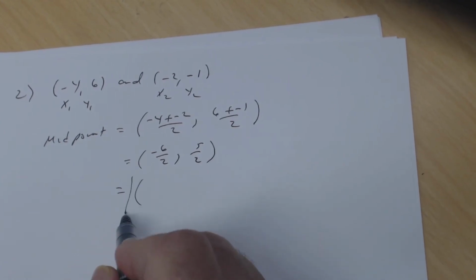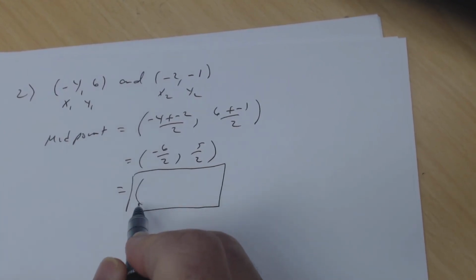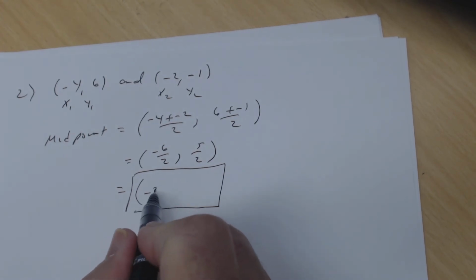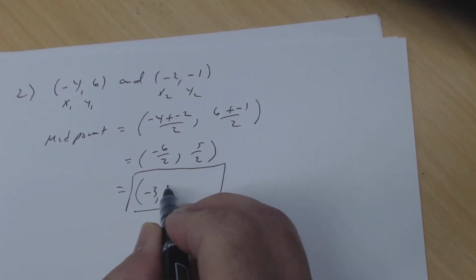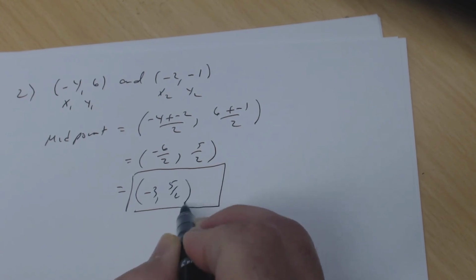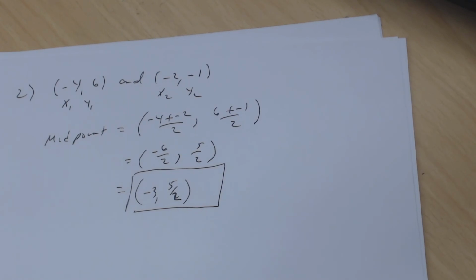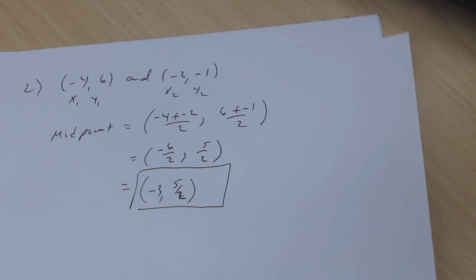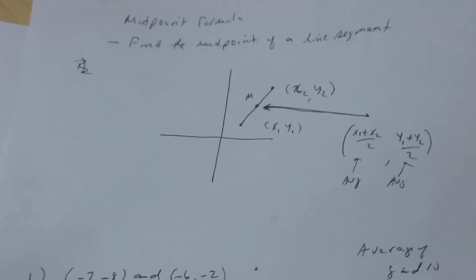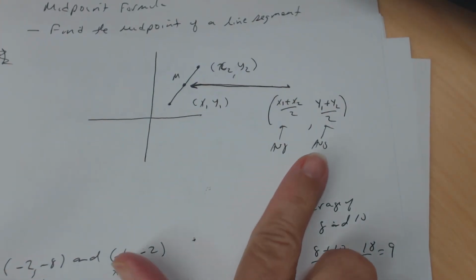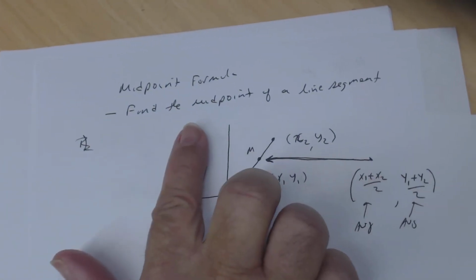And so as my answer, -6 divided by 2 is -3, and then 5 halves is a fraction, so just leave it as 5 halves. Okay, so your answer is parentheses -3, comma, 5 halves. So this is the x-coordinate of your midpoint, and this is the y-coordinate of the midpoint. All right, and that's all the midpoint formula is. Just adding your x's together, divide by 2, add your y's together, and divide by 2, and you're done. All right, so that takes care of the midpoint formula.